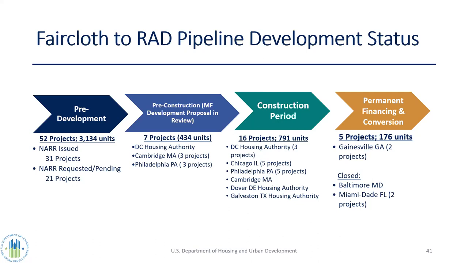Some of them are really close to being done. We've got seven properties where the mixed finance development proposals have been submitted to Belinda and Nick in the Office of Urban Revitalization and are under review. Then we have 52 properties where PHAs have requested or have been issued the notice of anticipated rents. So that's the beginning of the process, and not all of those are going to pan out, right? The PHAs have requested the NAR to see what the RAD rents would be, and to see if they can make it work.